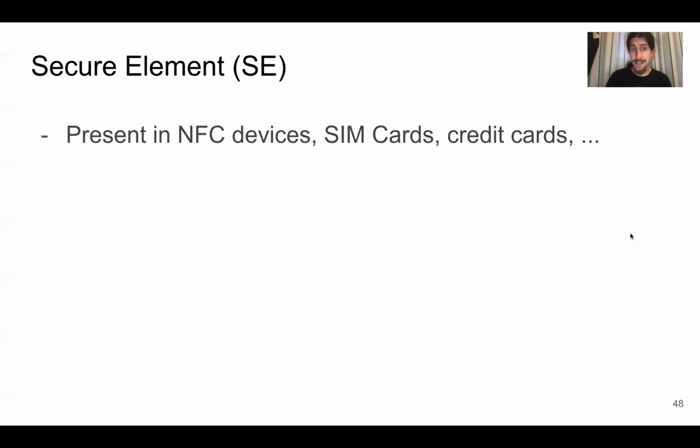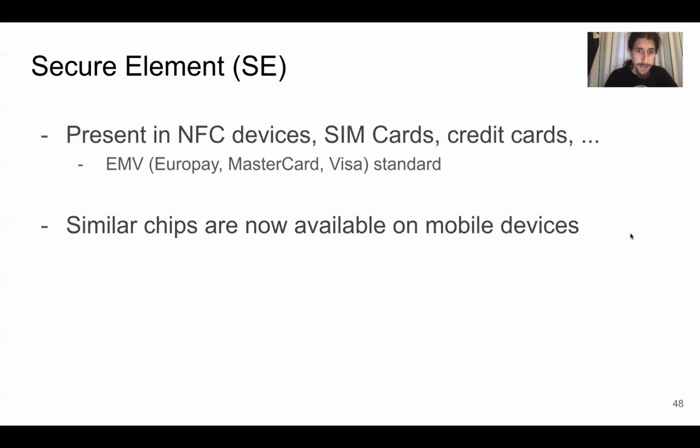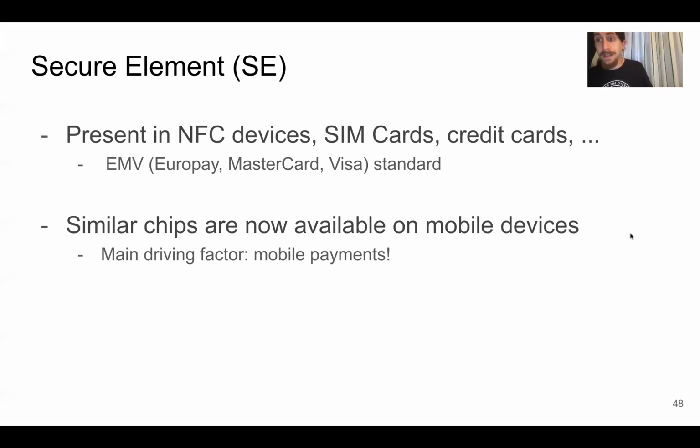And the idea is that these secure elements are present in NFC devices or in SIM cards or in credit cards. Okay. So there are various standards that use this, and similar chips are now available in mobile devices. The main driving factor is mobile payments. So somehow you can store some sensitive stuff there in the secure element as you would store on a physical credit card.